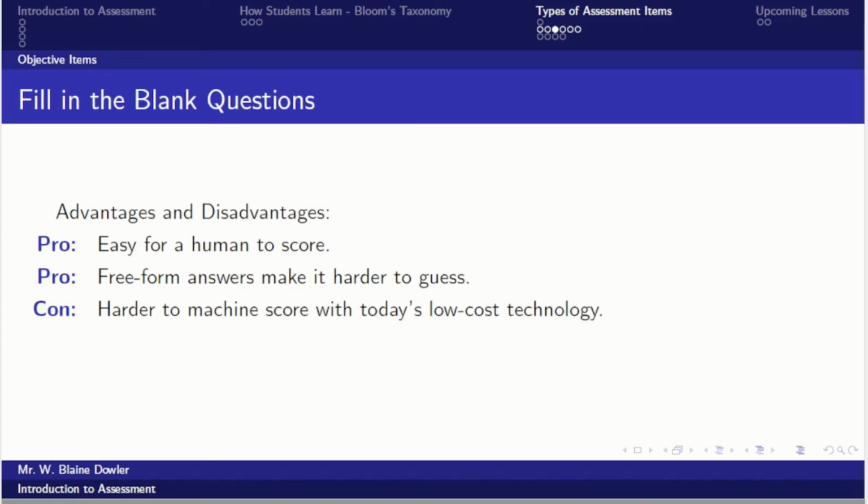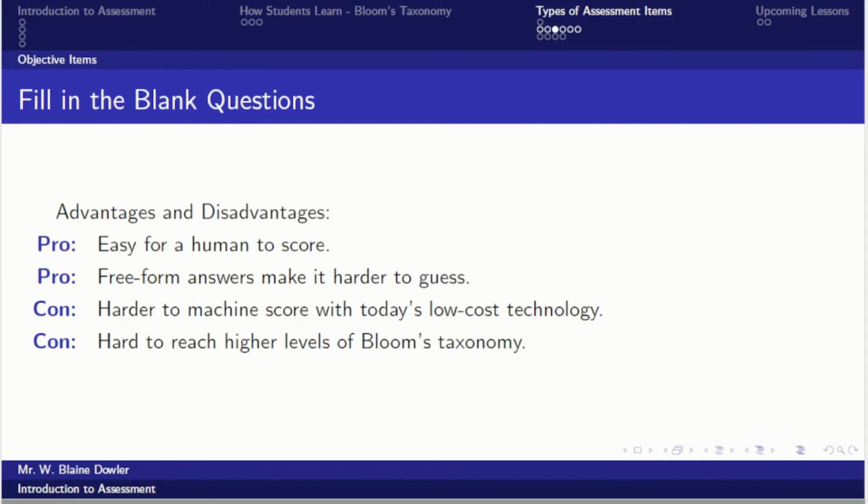Unfortunately, the fact that they're just words and blanks also means it's harder to machine score with low-cost technology. So even though it's easy for a human to score it, it is more time-consuming. And given that teaching is a high-stress profession and a time-consuming profession, where 60% of all people who enter the profession quit and burn out in their first 3 years, we want to try and maximize our efficiency here so we don't end up in that burnout pile and switch careers.